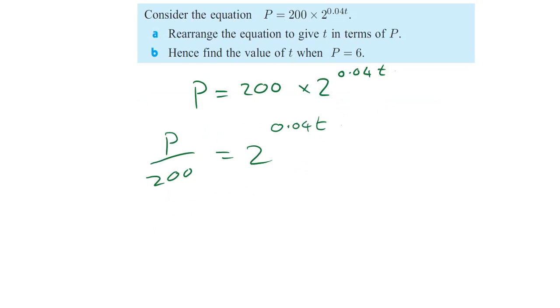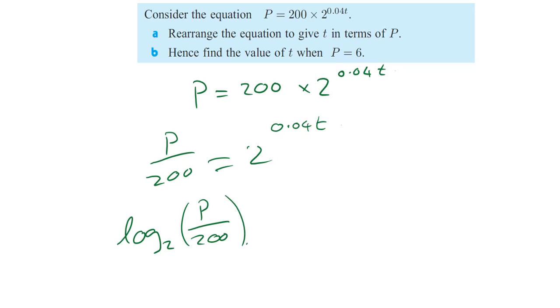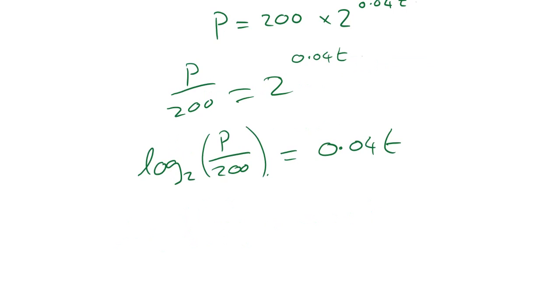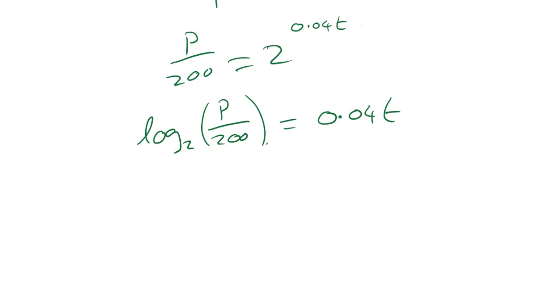0.04t. Okay, so what we're going to do now is take a log base 2 of both sides, and what that's going to do is undo this bit, right? Okay, just like what we were saying before. So if I take a log base 2 of P over 200, that is just going to be 0.04t. Okay, I mean, if you wanted to just write it and then see that third law and move it down and cancel out, you could, but you can take it from me. That is going to work out wonderfully for us.